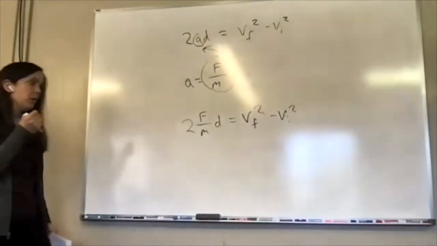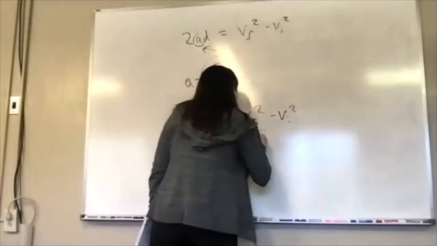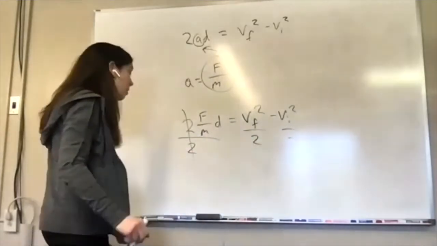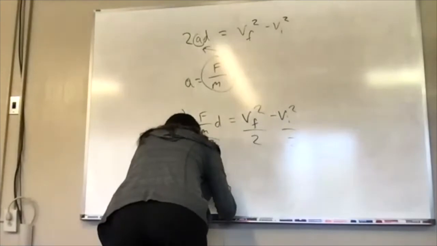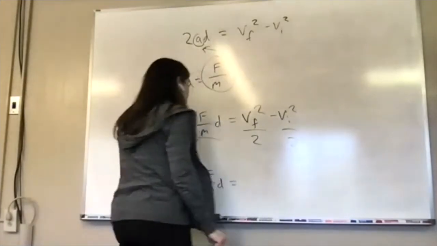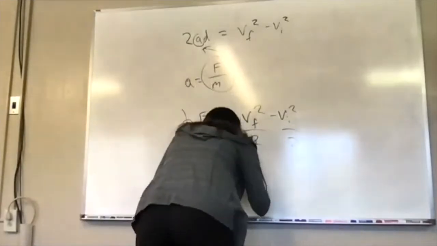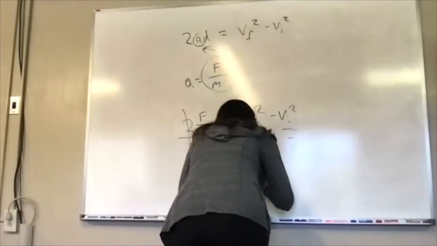We can divide everything by 2 to get rid of the 2 on this side. And so that gives us F over m times d. We can just rewrite this as 1/2 times vf squared minus 1/2 times vi squared.